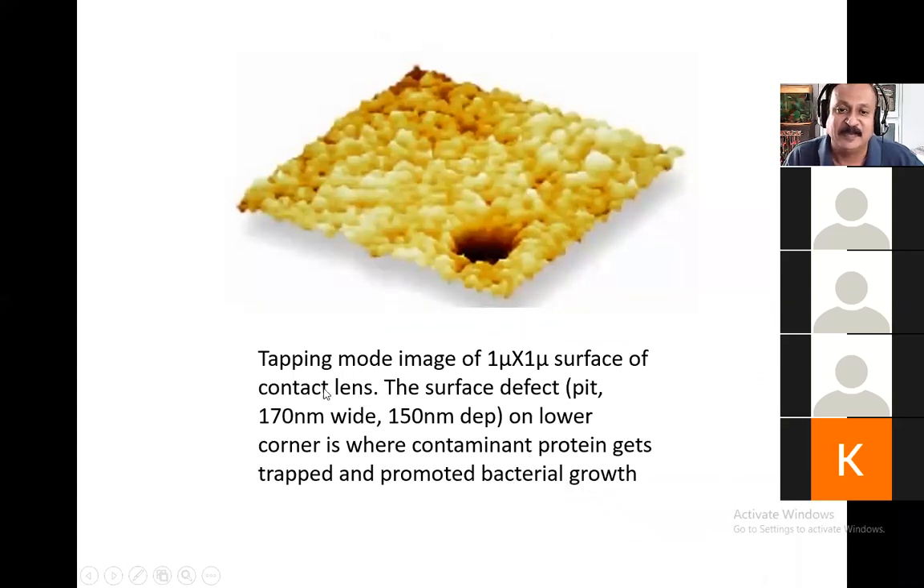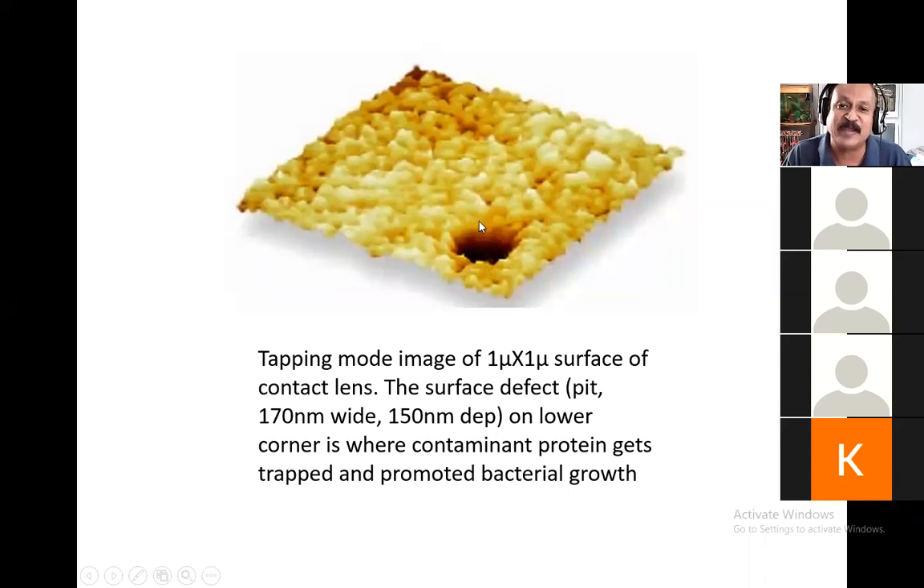Yes, sir. Now this is again an example where the tapping mode was used. Tapping mode in atomic force microscopy was used to scan the surface of a contact lens. Contact lens, you know that? That is put in the eyes. Nowadays people have a craze for that. A lot of craze is there. So this contact lens surface is actually imaged using the atomic force microscope.